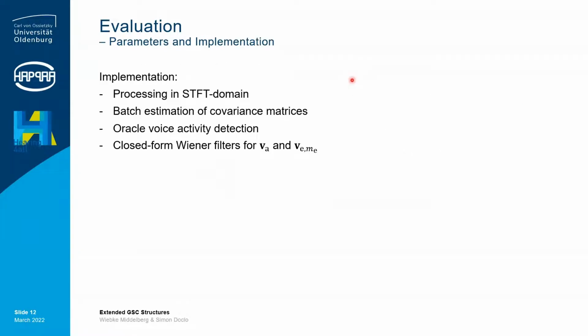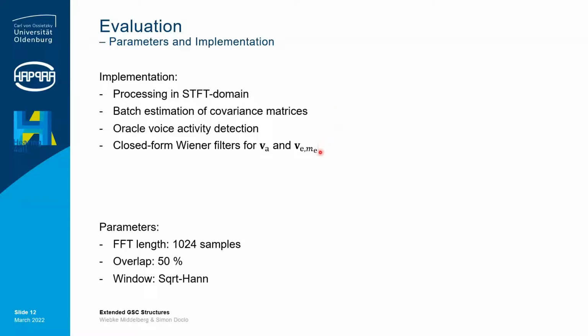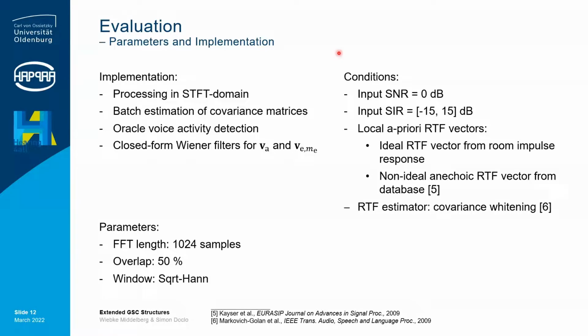All processing was implemented in the STFT domain, where we used a batch estimation of the covariance matrices using an oracle voice activity detection. For the adaptive filters, we used the closed form Wiener filter solutions. The parameters of the STFT framework were an FFT length of 1024 samples, where adjacent frames overlapped by 50%, and they were windowed with a square root Hann window for analysis and synthesis.